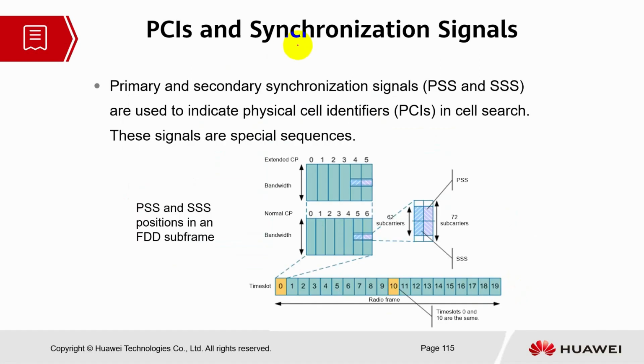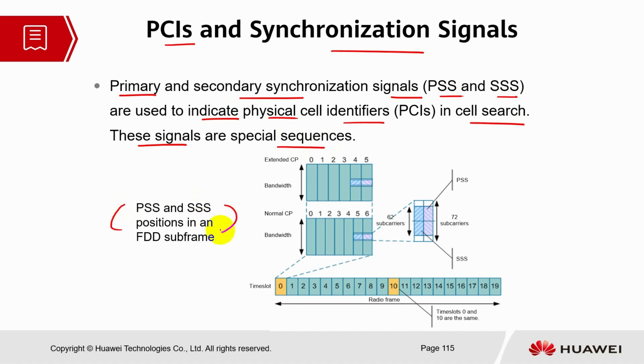Next we look into PCIs and synchronization signals. The primary and secondary synchronization signals, PSS and SSS, are used to indicate physical cell identifiers in the cell search. These signals are special sequences, and this shows their position in the FDD frame. This is extended CP. Extended CP is usually for a base station with a coverage radius of more than 15 kilometers. Normal CP is for less than 15 kilometers.